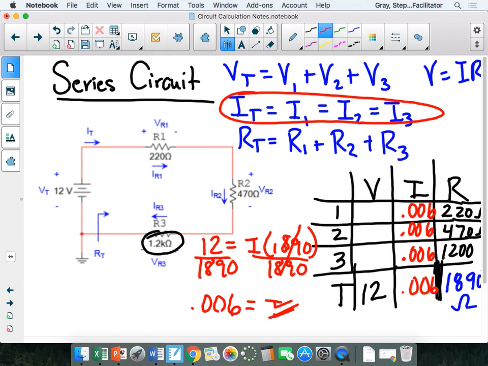Well, I can fill those in. And now I can use Ohm's law to find these voltages. So I just take the 220 times 0.006, right? Because voltage is equal to current times resistance. So 220 times 0.006, somebody. 1.32. The answer's not exact, but that's fine.